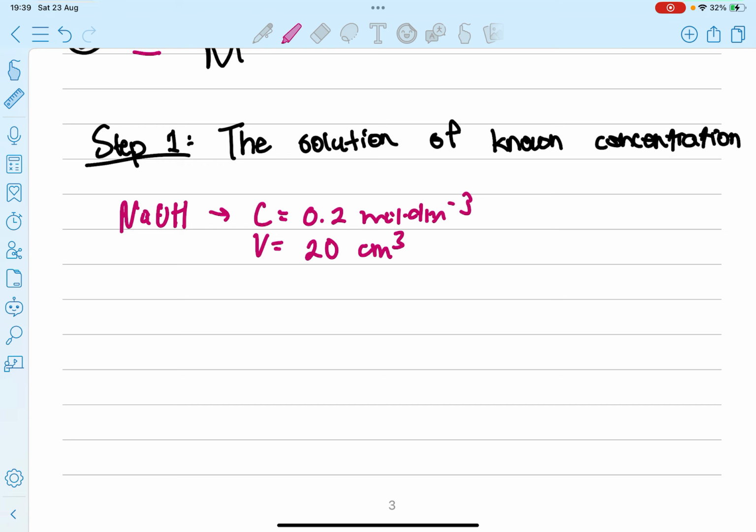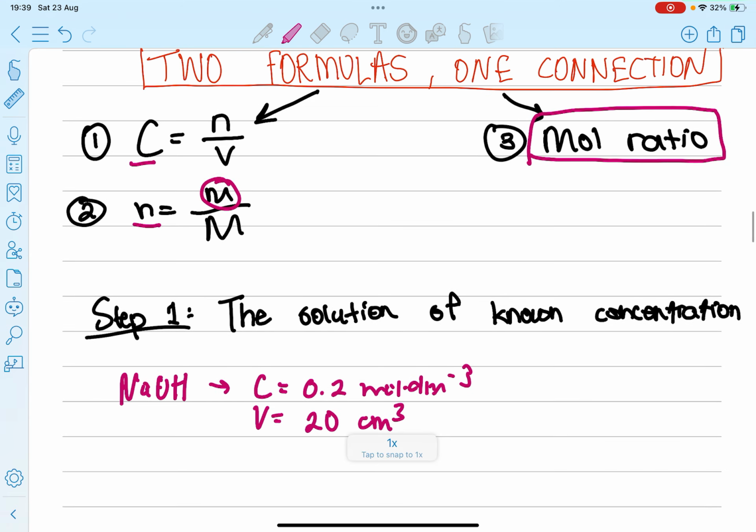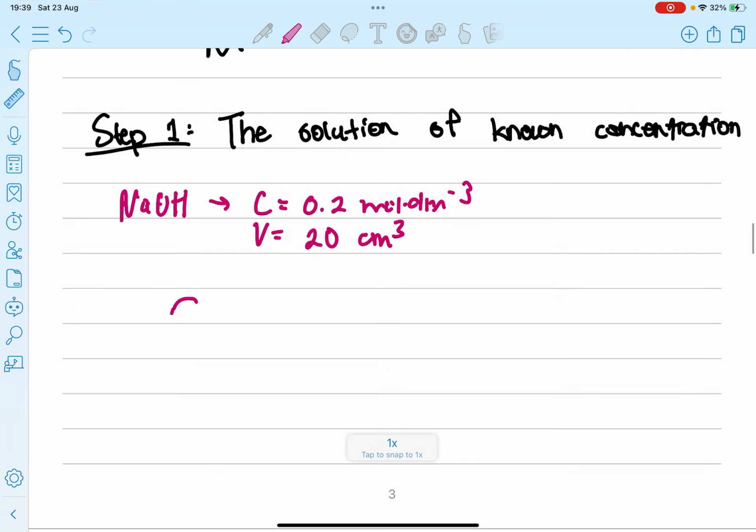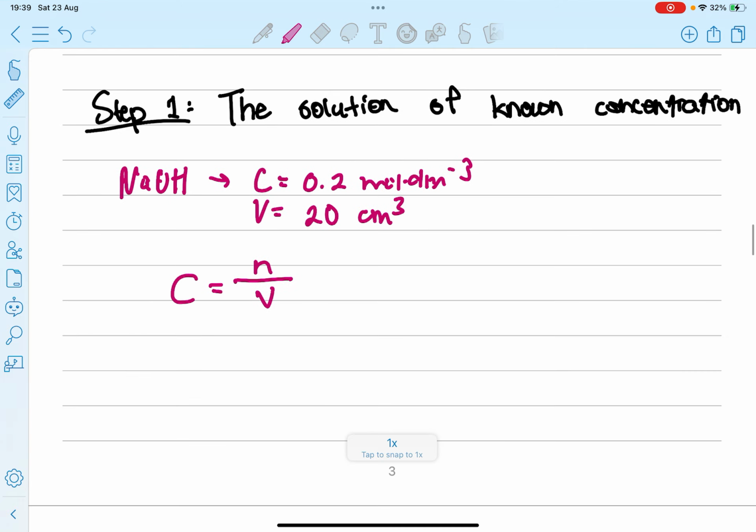Now, first things first, 2 formulas, 1 connection. The formula that you can use in this instance is the concentration formula. Concentration is equal to moles over volume, because you know the concentration and you know the volume. So if you say 0.2 is equal to the number of moles over the volume, here the volume is 20 cubic centimeters.